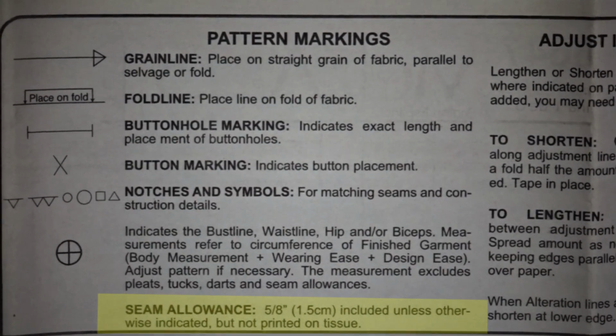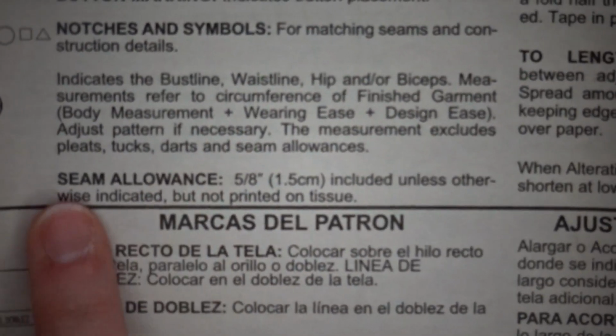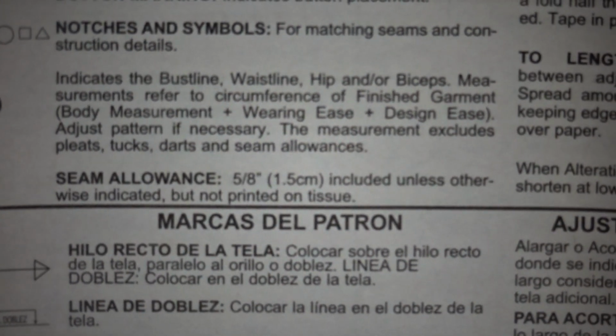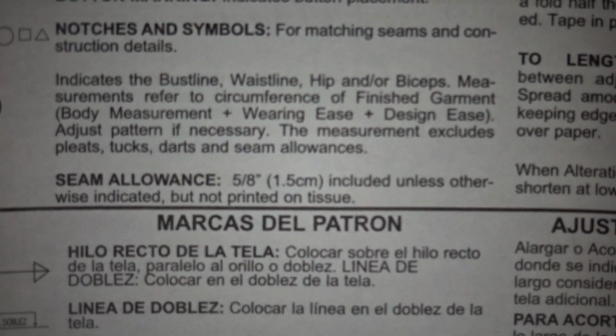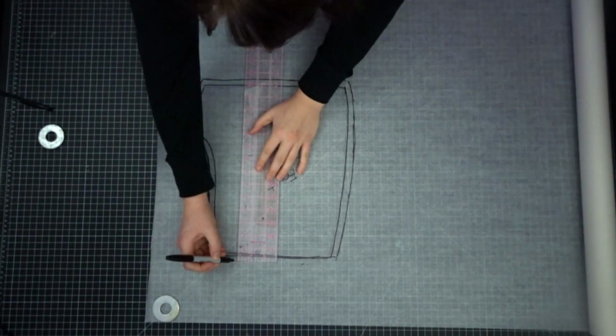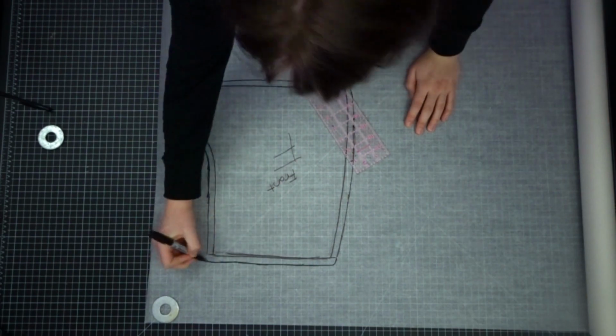Always check your pattern directions and use the seam allowance that they instruct you to use. Most commercial patterns call for a 5/8 of an inch seam allowance in their instructions, and they'll note any changed seam allowances on the corresponding pattern pieces. If you make your own patterns, you can determine the seam allowance yourself.